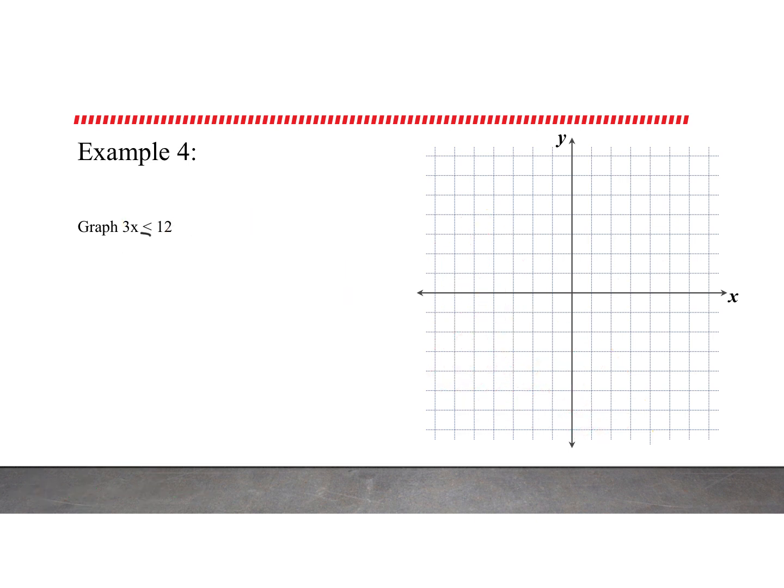Example 4, graph 3x less than or equal to 12. Now you'll notice quickly we only have one variable here. So this is either a vertical or horizontal line. Because we have an x, that means we have an x-intercept, which means this is a vertical line. So this is going to be a line that goes straight up and down. And we are defined by where we are cutting through our x-axis.